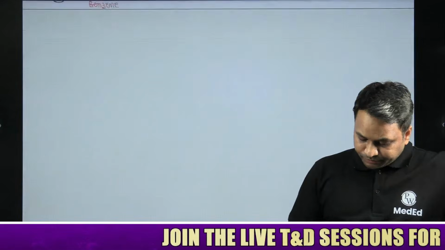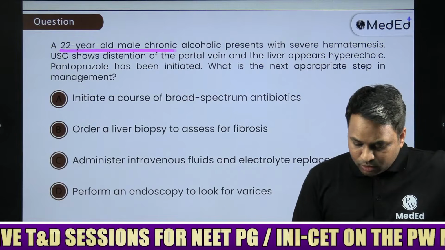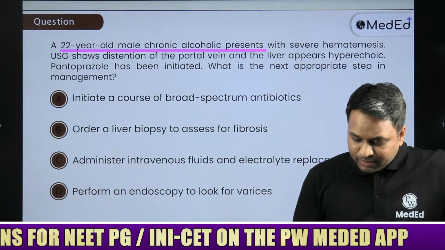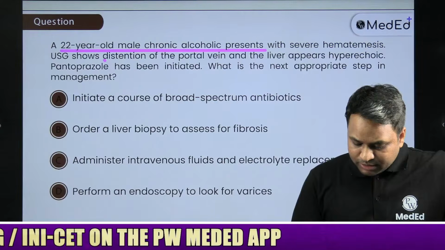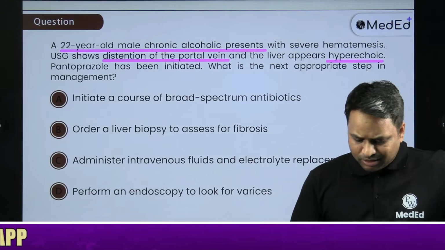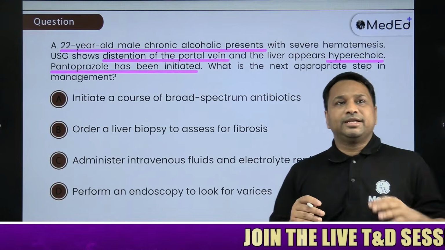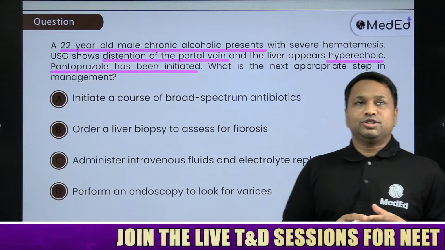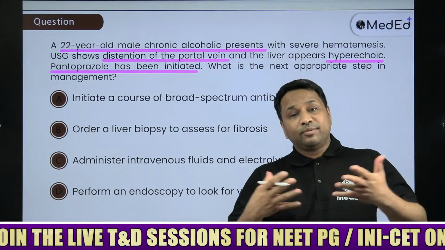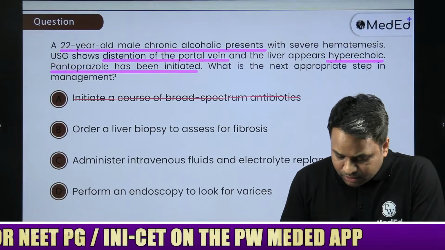Now, going on to the next question. A 22-year-old chronic alcoholic presents with severe hematemesis. Ultrasound shows distended portal vein and the liver appears to be hyperechoic. That means it is cirrhotic already. Pantoprazole has been initiated. What is the next step in the management? It is for your portal hypertension. The patient has bleeding from esophageal varices, right? There is no role for antibiotic here, so strike this off.